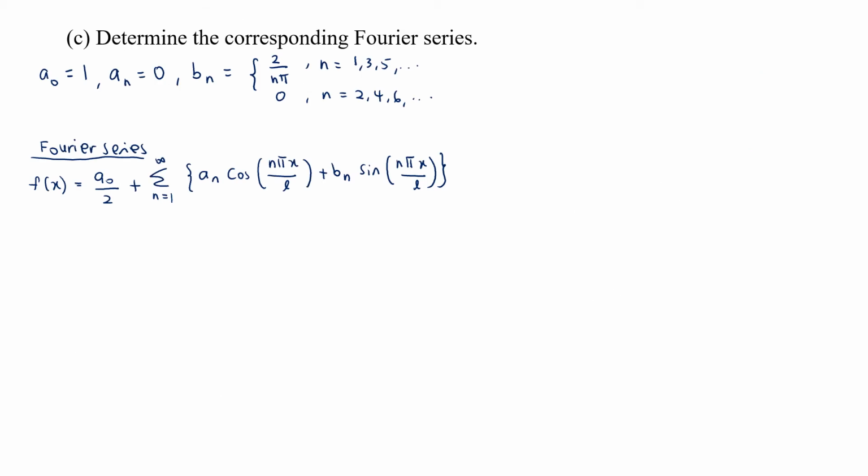Okay, now for the next question, we want to determine the corresponding Fourier series. So from the previous equations, we already have the coefficients of the Fourier series, where a0 is equal to 1, a sub n is equal to 0, and b sub n is equal to this. So we can substitute these coefficients into the Fourier series.